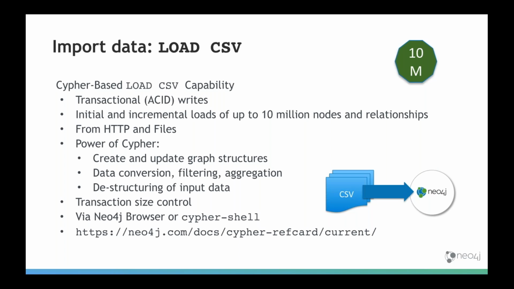I will be using the transaction size control later. I'll point it out to you, but it's a mechanism to avoid that you load too much into memory and get an out of memory exception. You can use load CSV with Neo4j browser or Cypher shell. And when you start exploring this, I recommend that you have the Cypher ref card handy, and the URL is right there.